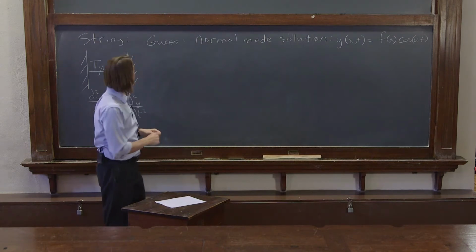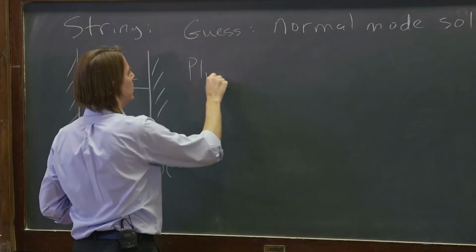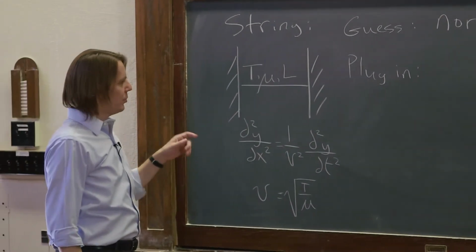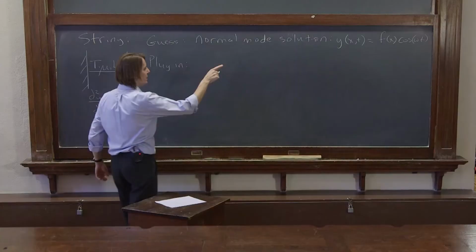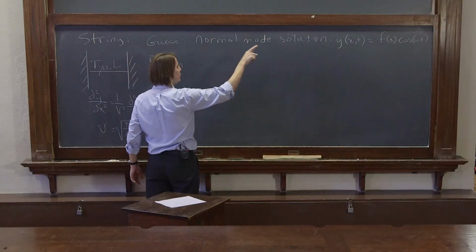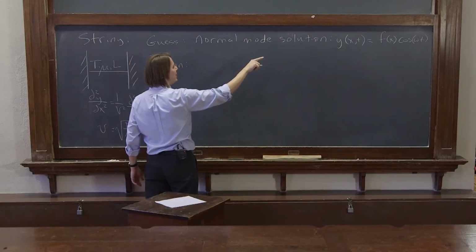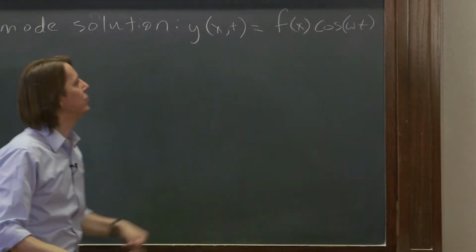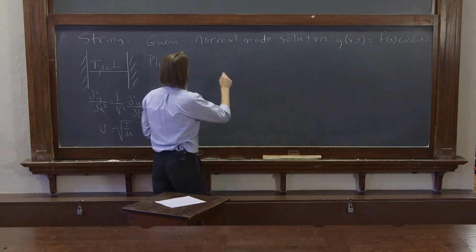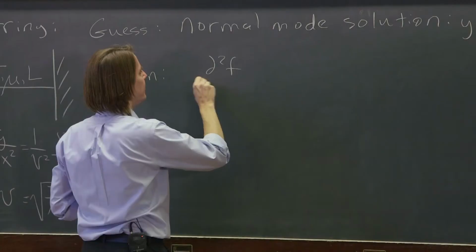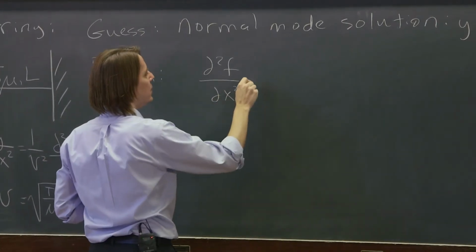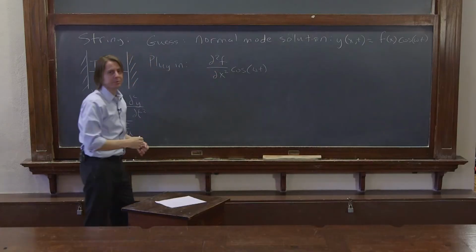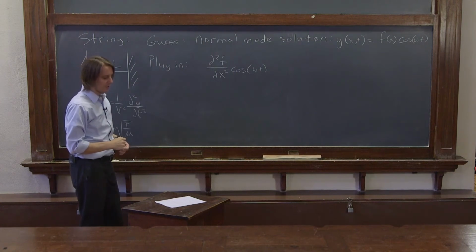And what do you do after you guess? You plug in. So we're going to plug that guess into the wave equation. If we take two partial derivatives with respect to space, we know how to take partials. You hold this part constant. It's just a constant. You take two derivatives of f of x. Well, that's just d²f/dx² cosine omega t. We don't know f yet, so we can just say d²f/dx².